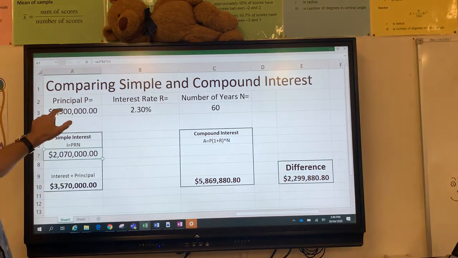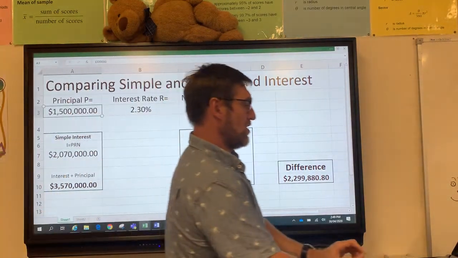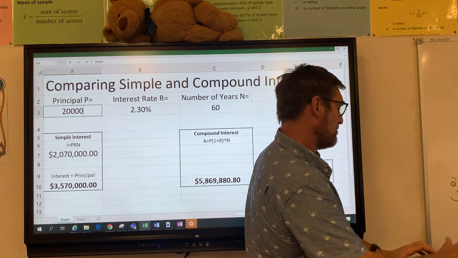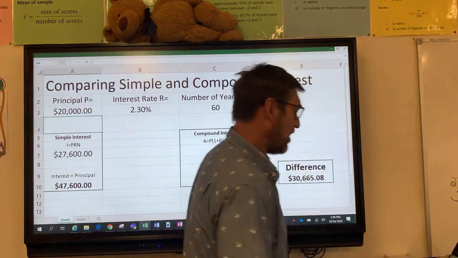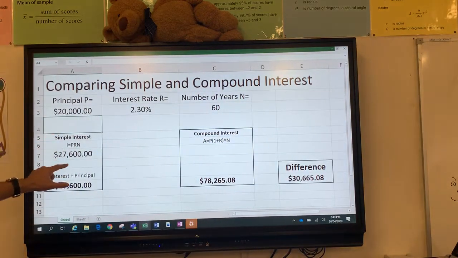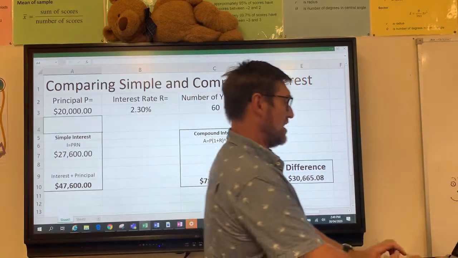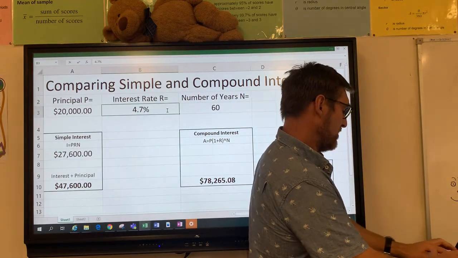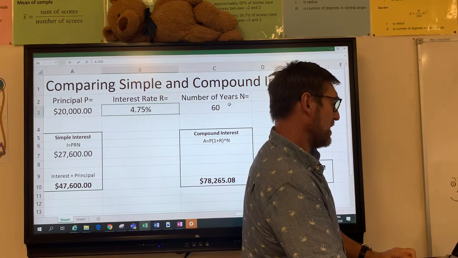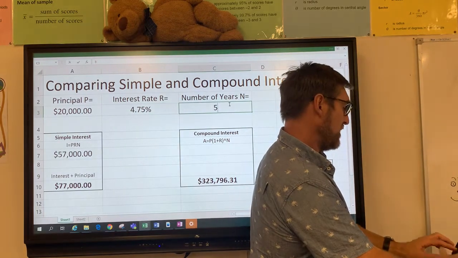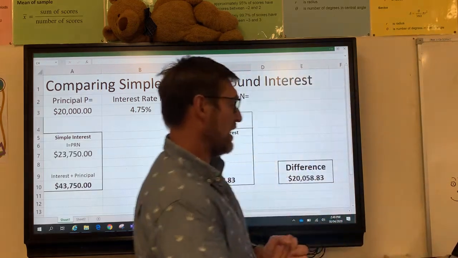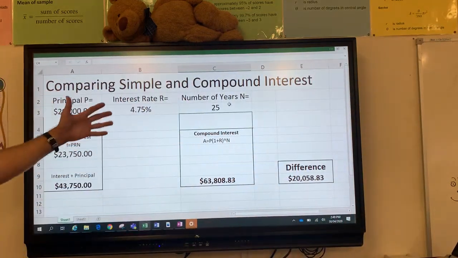So if I muck around with that one there and I change that one to $20,000, automatically it knows to change all this stuff for me. If I muck around with the interest, let's change it to something like 4.75%, and let's make it over 25 years. Right, it just knows to muck around and change all the numbers for me.